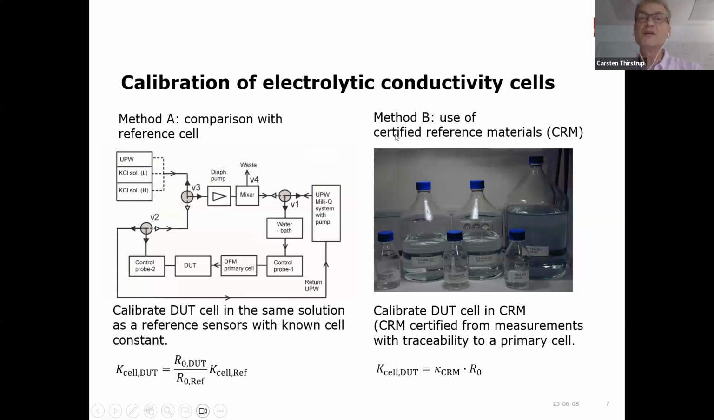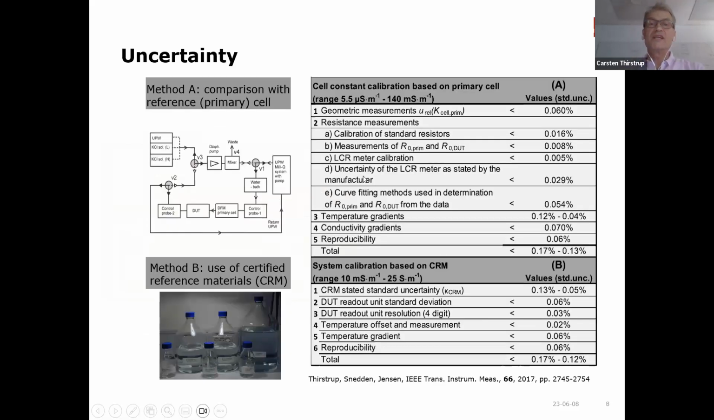Another way, which we call method B, makes use of certified reference material. In this case, the electrolytic conductivity cell is immersed into the reference material, and then the cell constant of the DUT can be computed as the certified value of the certified reference material multiplied by the derived bulk resistance from the measurements. We can make uncertainty computations for the two different methods, and a table is listed here which shows examples of the results.